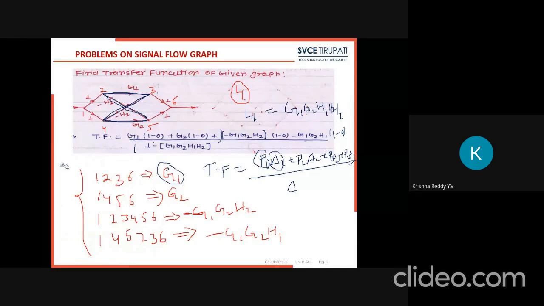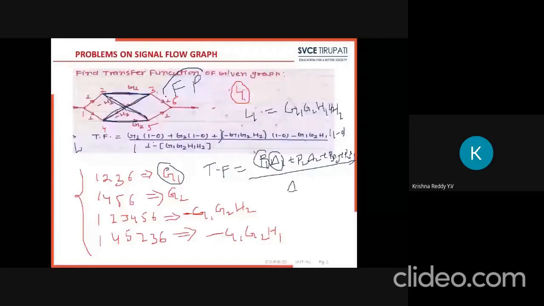First of all, it is important to find how many forward paths there are. After that, how many loops. Among these loops, how many individual loops, how many two non-touching loops, and how many three non-touching loops, if possible. After that, we need to calculate the transfer function. Simple.